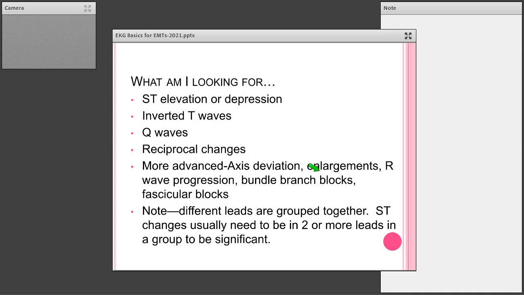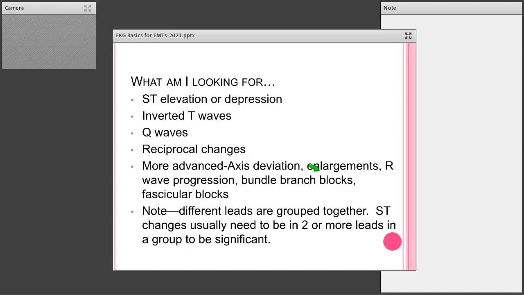So reciprocal changes has to do with how those leads are bundled together or grouped together. When we're looking for significant elevation or depression, they need to be in 2 or more congruent leads. So 2 or more in that group of leads. Reciprocal changes is elevation in one group. Reciprocal changes would be depression in another group.